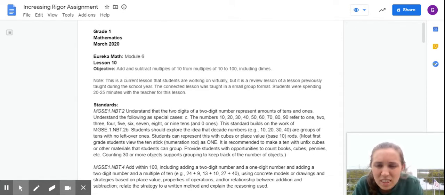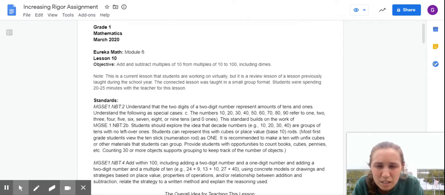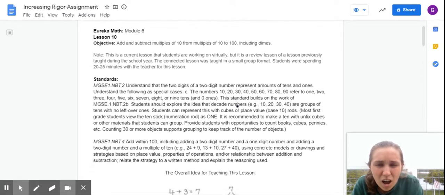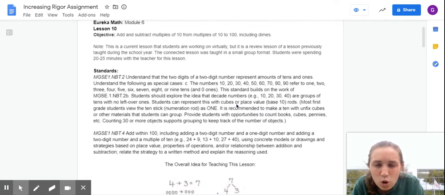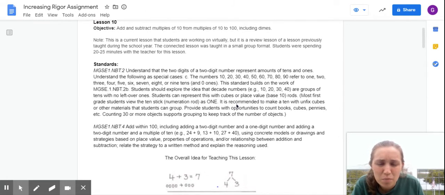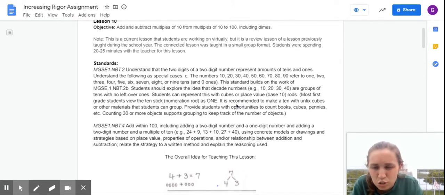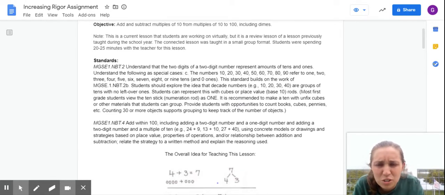independently. So in this lesson, we are adding and subtracting multiples of 10. And we're going all the way from 10 to 100. And we'll also be using dimes to work on being able to add and subtract. So our two standards, as you can see here, understanding that two digits represent the amount in tens and ones, specifically special cases being those that have 0 ones. So those are our multiples of 10.